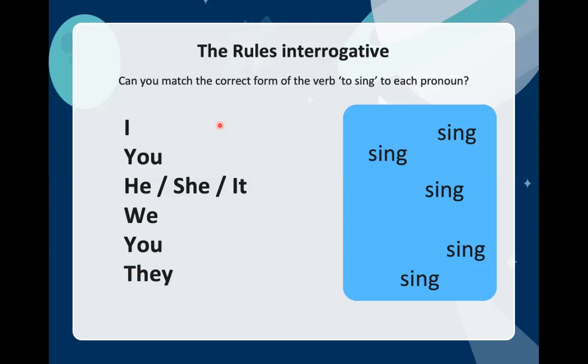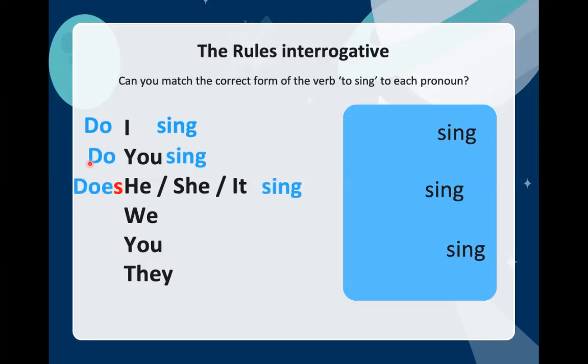So for I, we use do. Do I sing? The only thing I did was add the do in front, and now it's a question. Imagine there is a question mark here. Okay, what about you? Do you sing? And he, she, or it. Yes, you already know, boys and girls, that we change it. But it's not going to be dos. No, it's going to be does. Does he, she, or it sing? Remember, question mark right here. Next, do we, do you, do they sing?